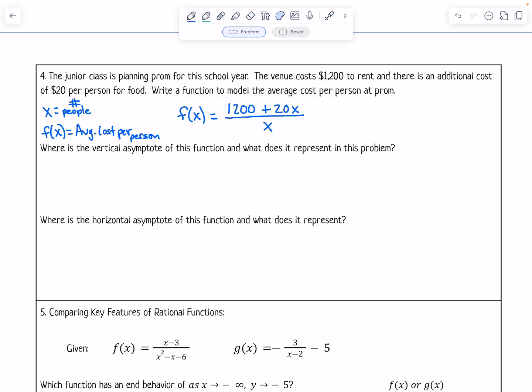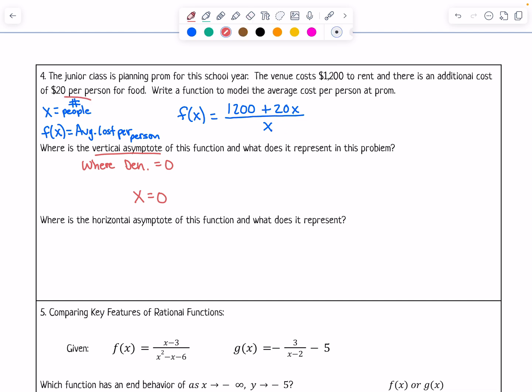Okay, so it says, where is the vertical asymptote of this function and what does it represent in this problem? You can graph it and look at it, or you can just use your rules for vertical asymptote and horizontal asymptote, because that's our next question. And the vertical asymptote always comes from where your denominator would equal 0, is how you can look at it and pick it out, because it's restricted. Those are the restricted values just from our denominator that are not holes in the graph. So I see I have x in my denominator, and it would be where x equals 0, since that's all that's in the denominator.